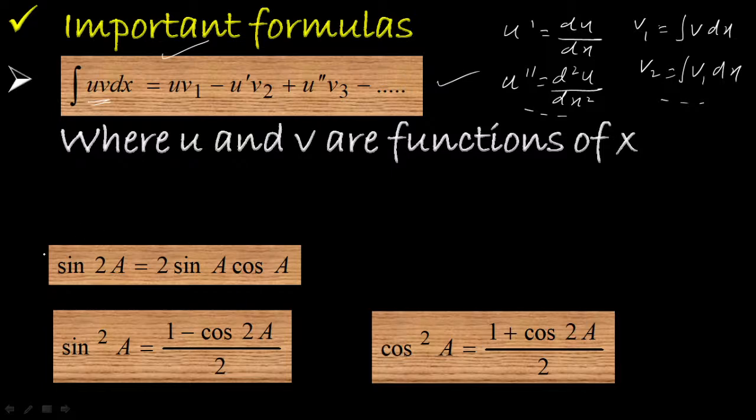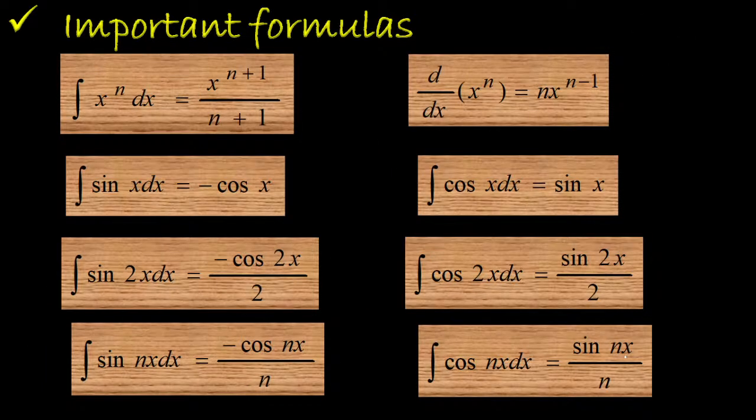So with that, let me enter into a recapitulation of these formulas that we have already come across in your school days. That is, sin 2a is equal to 2 sin a cos a, and sin squared a is equal to 1 minus cos 2a divided by 2, whereas cos squared a is equal to 1 plus cos 2a divided by 2.